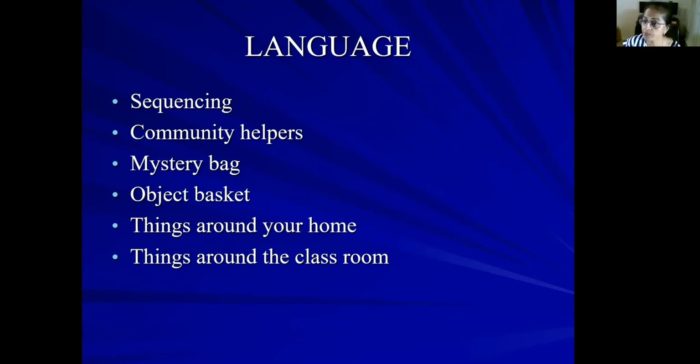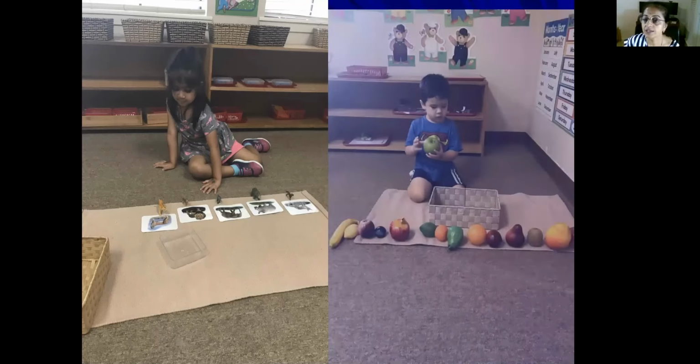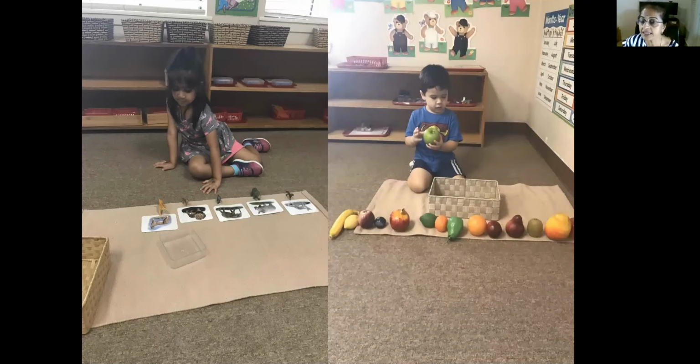I'm going to show a few pictures where children are actually working with this. Here you see the child working with the wild animals, picture to object, and how she has laid out her work from the left to the right. Here the child is learning the names of the fruits. Again, the child has laid out his work from left to right.